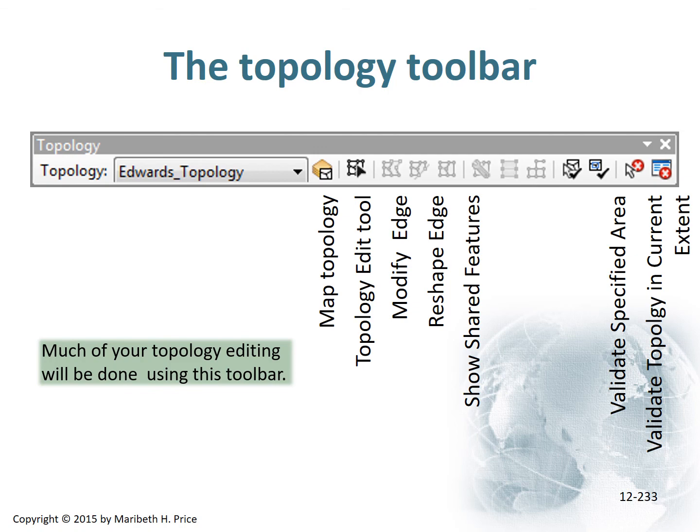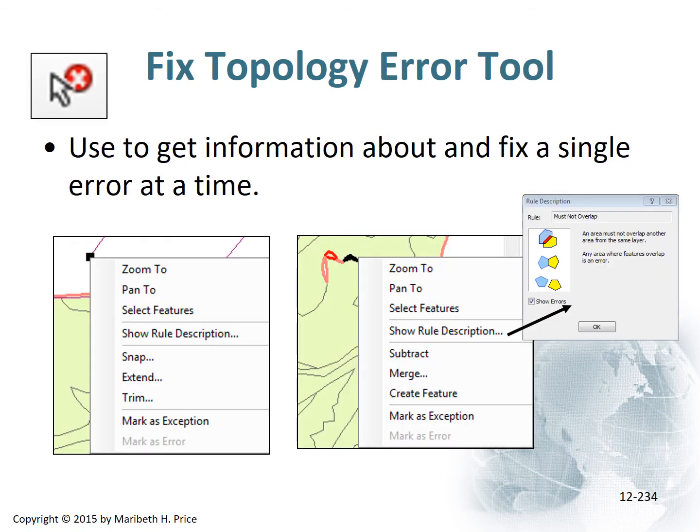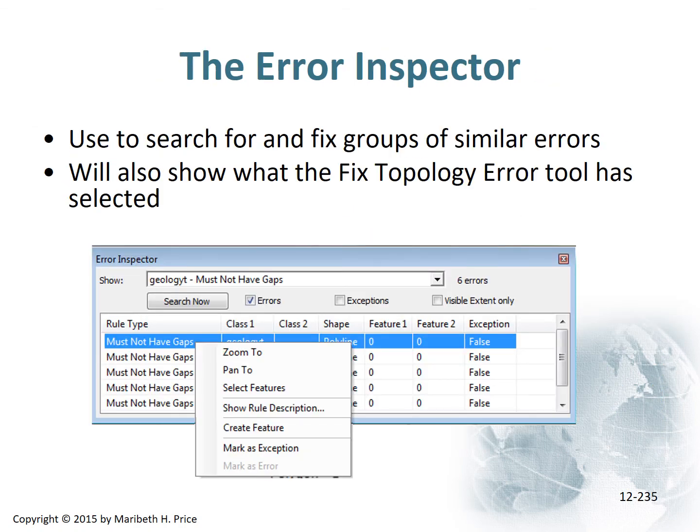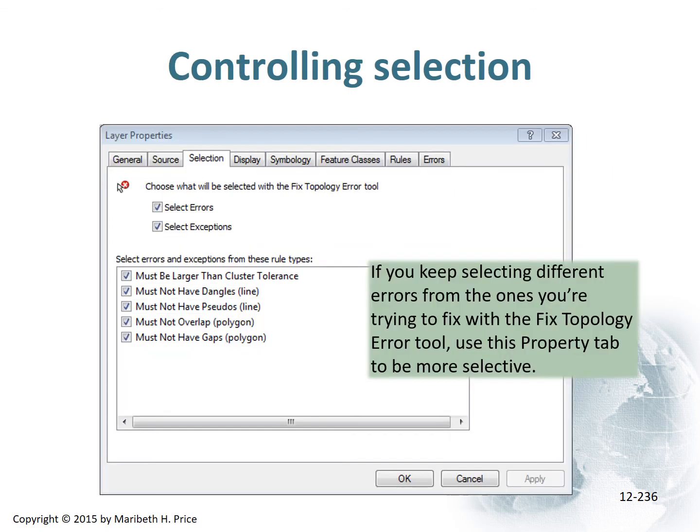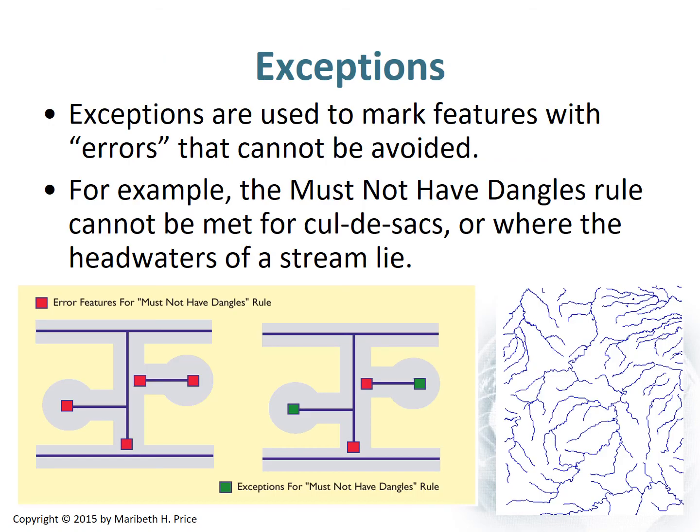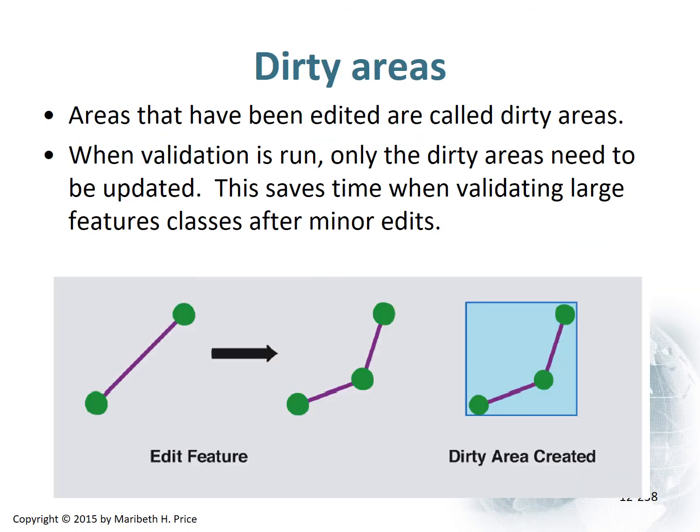Use the topology toolbar to do that. You can use it to fix your errors. You can inspect them, zoom in to see whether it's something real or just some artifact. Controlling selection. If you keep selecting different errors from the ones you're trying to fix with the Fix Topology tool, this property tab will be more selective, so you can control how it responds to what you're doing. You can also add your exception.